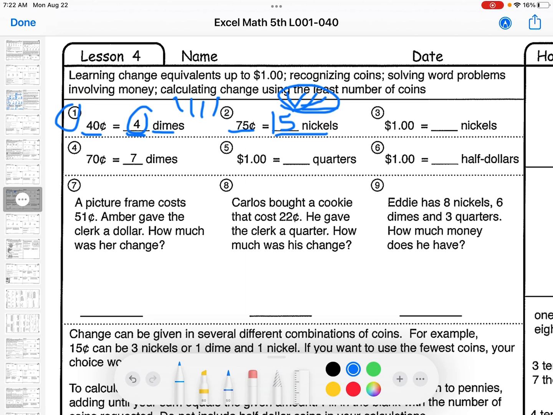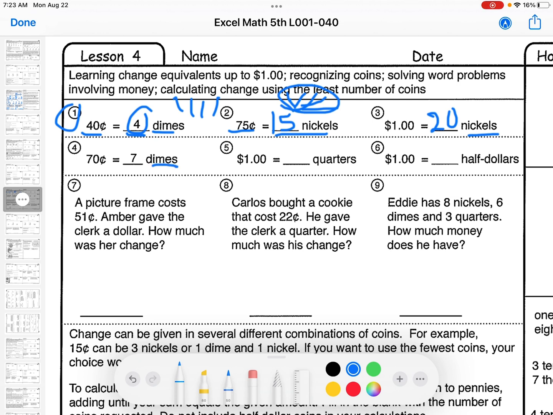All right, pause the video and try number 3. So if it takes 15 nickels to make 75 cents, you need 1 more hand worth of nickels or 5 more nickels to make $1. And that would be 20 nickels.